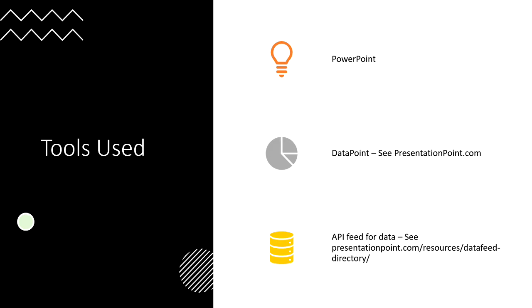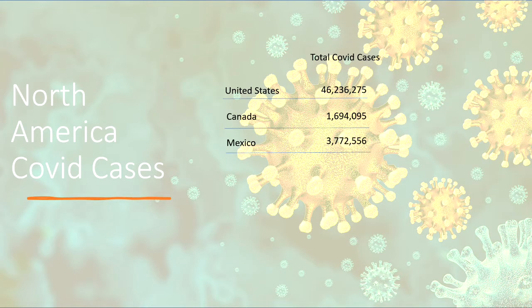And if you go to our website at PresentationPoint.com and click on resources, scroll down, you'll find that we have a data feed directory where we collect interesting APIs that you can use for data. So I wanted to do it just simply, so instead of showing all the COVID cases in the world, I thought I would just show the North American cases.